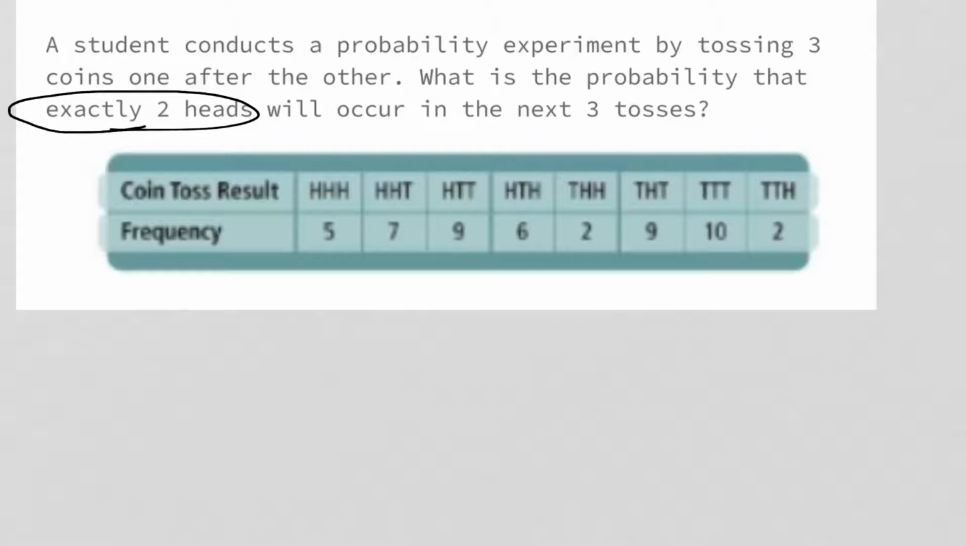So exactly 2 heads. Here is my first possibility. Here's my second possibility. And here's my third possibility.